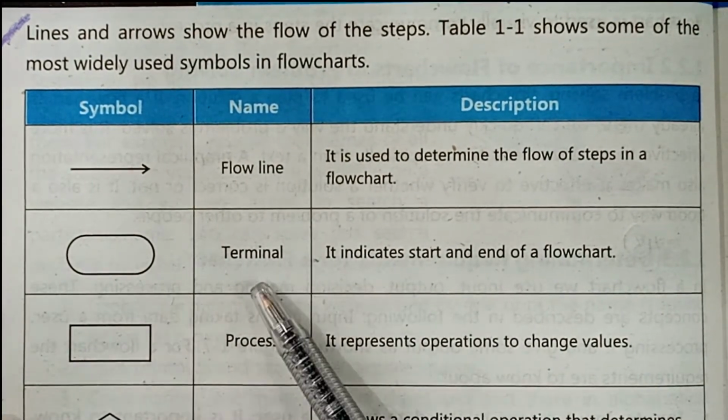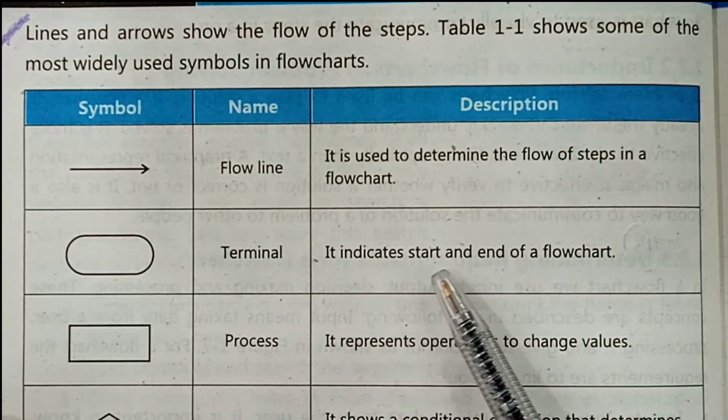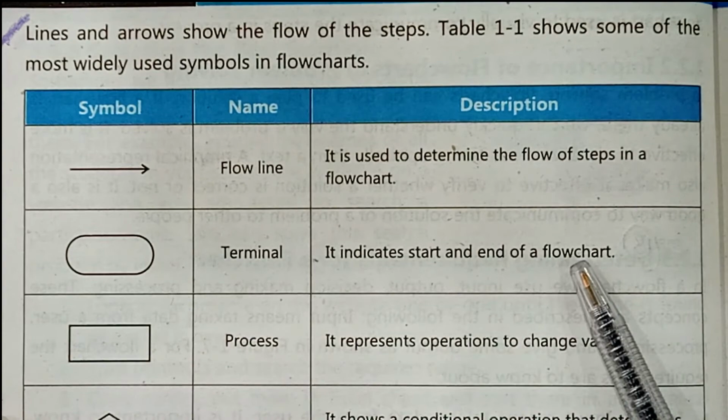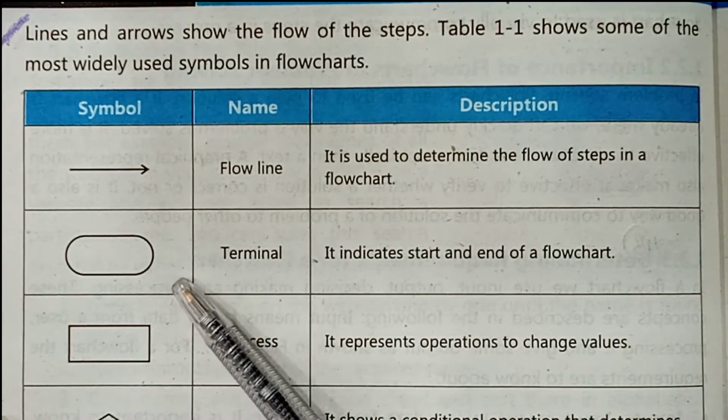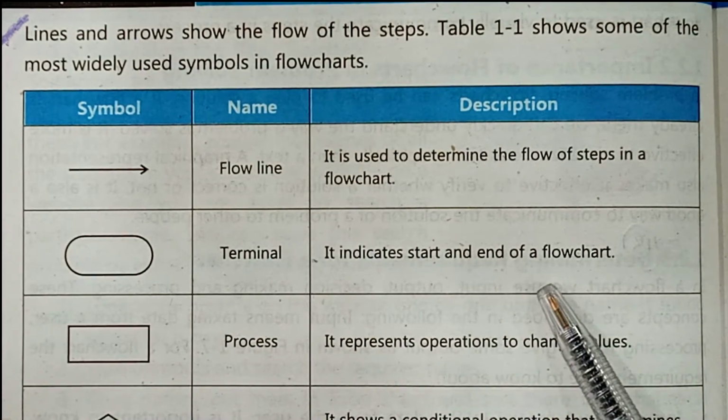Second one is terminal. This is the symbol of terminal. It indicates start and end of a flowchart. Students, as you can see, an oval represents a start or end point in a flowchart.